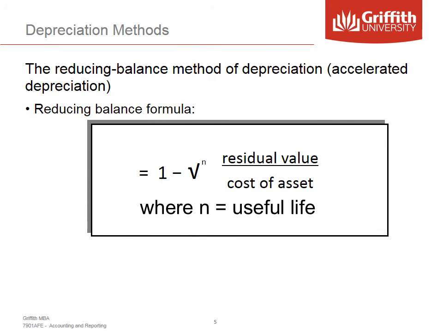Now the reducing balance method of depreciation has a formula calculated as, you can see there, 1 minus the nth root of the residual value divided by the cost of the asset. Now n there is again its estimated useful life.